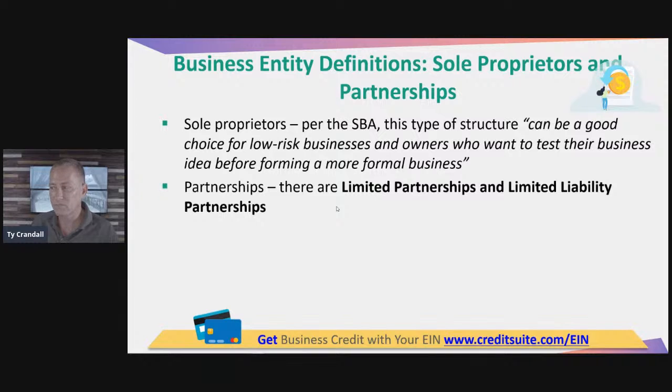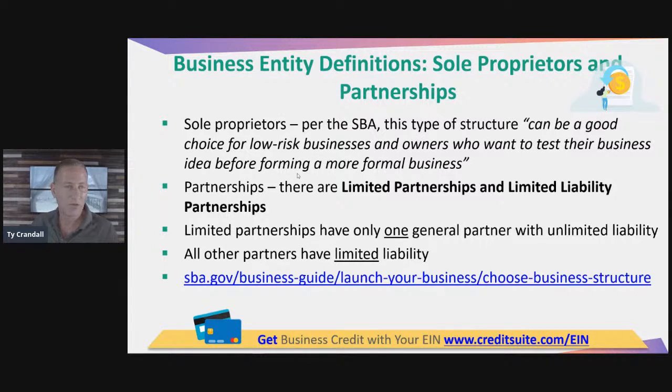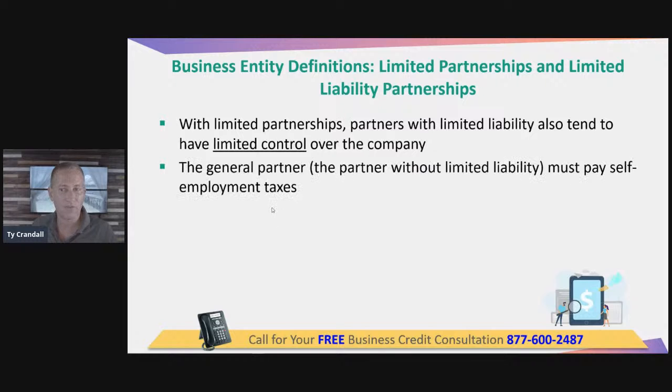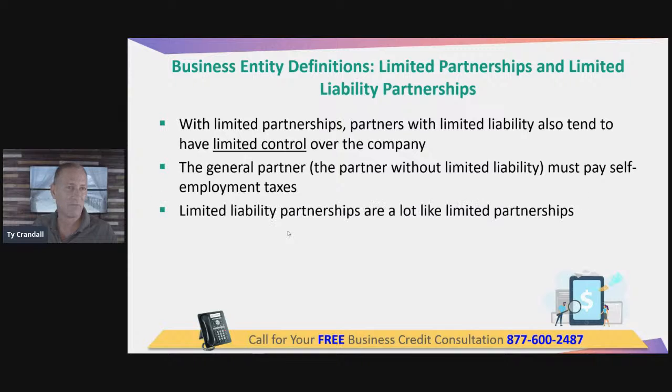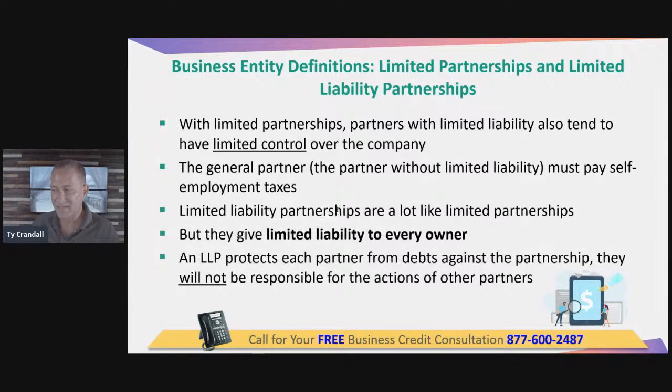Now, partnerships are limited partnerships and limited liability partnerships. Limited partnerships have only one general partner with unlimited liability. All other partners have limited liability. You can learn more about that at SBA.gov. With limited partnerships, partners with limited liability also tend to have limited control over the company, and the general partner, the partner without the limited liability, must pay self-employment taxes. Limited liability partnerships are a lot like a limited partnership, but they give limited liability to every owner. An LLP protects each partner from debts against the partnership. They will not be responsible for the actions of other partners.